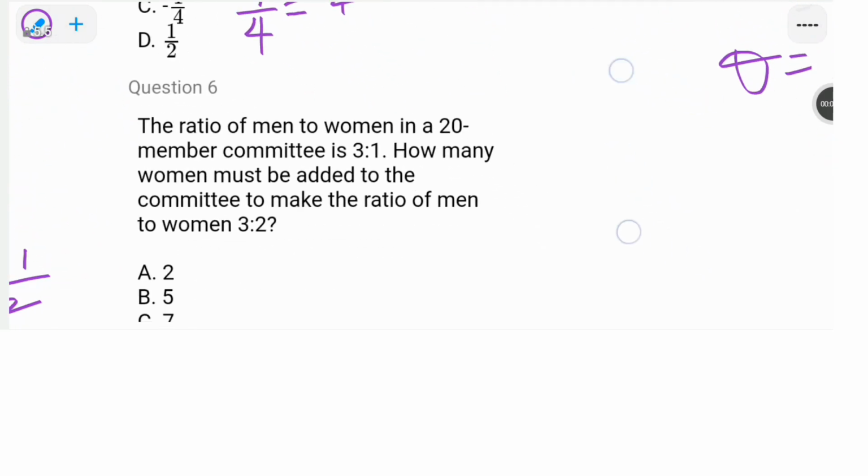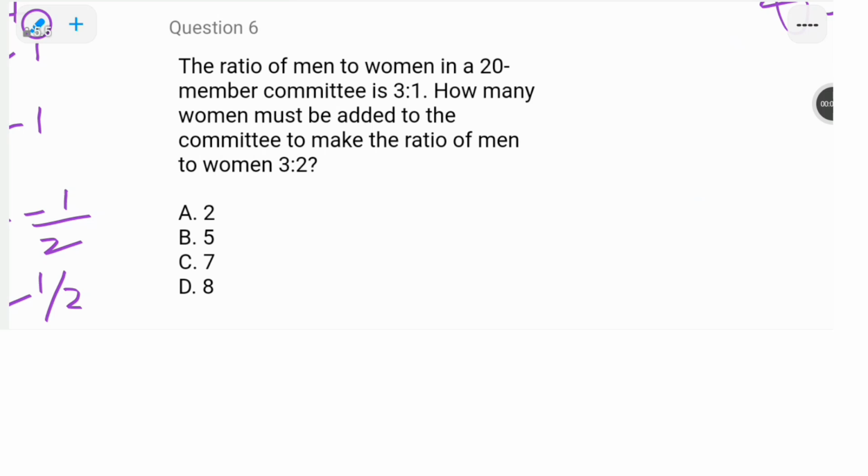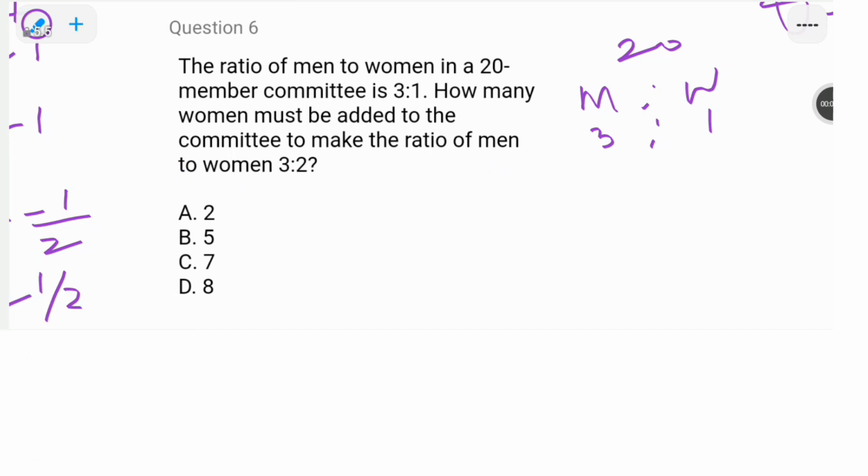Then for this next one, we are told that the ratio of men to women in a 20-member committee is 3 to 1. So the total number of people in the committee is 20, and the ratio of men to women is 3 to 1. So how many women must be added to the committee to make the ratio of men to women 3:2? So the first thing to do is to check how many men there are originally. So first of all add this ratio, that will give you 4, right? 3 plus 1 is 4.